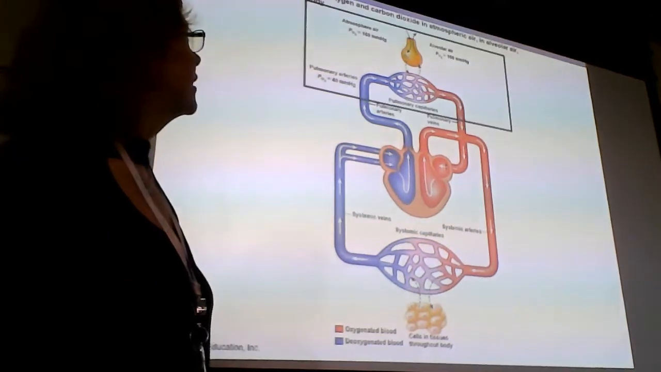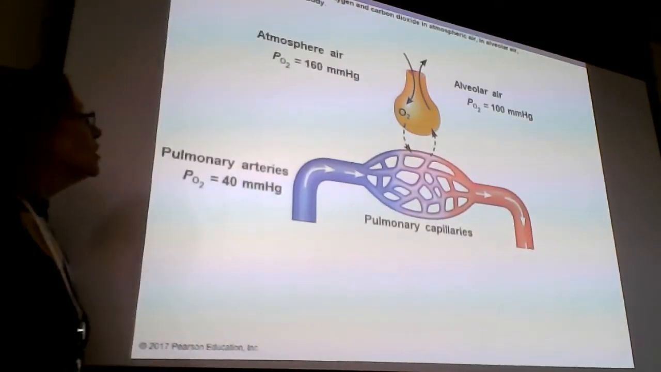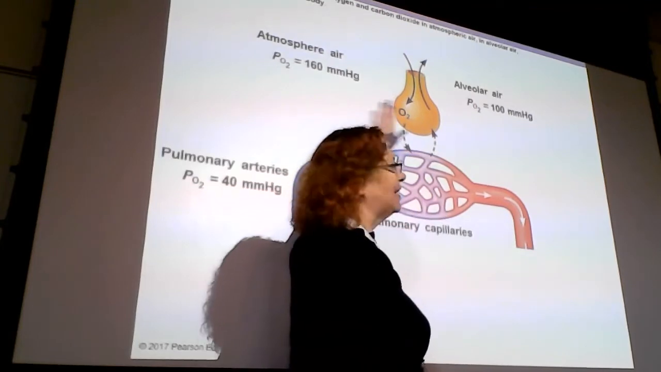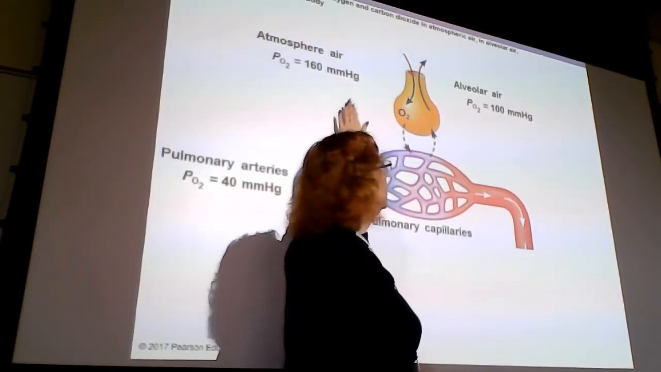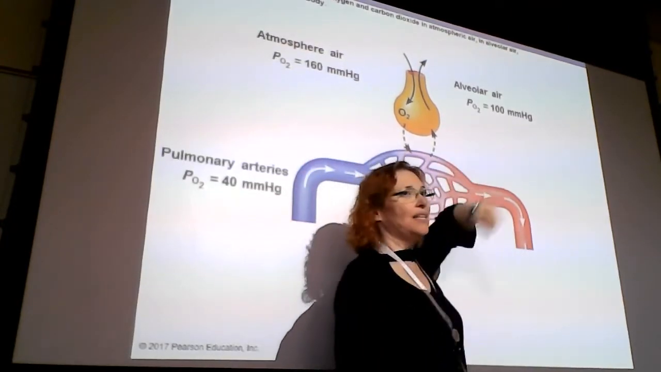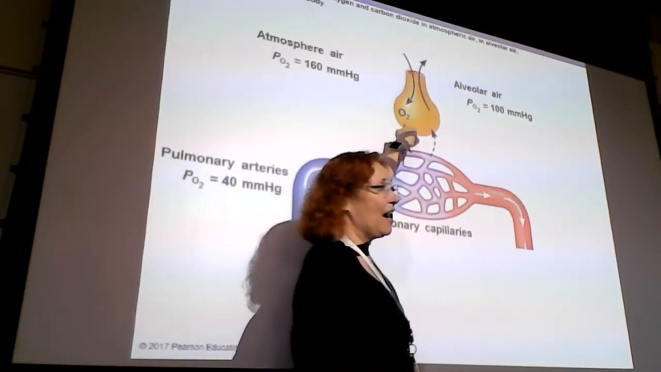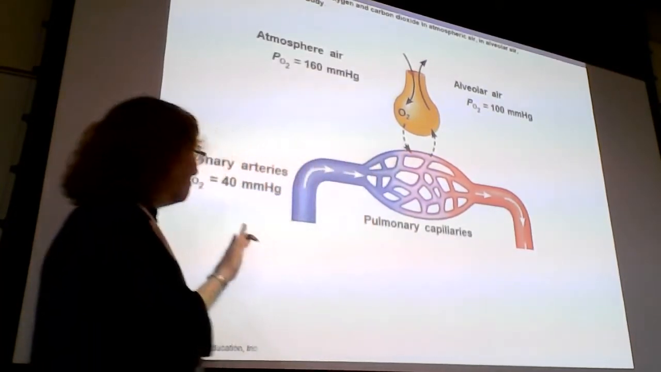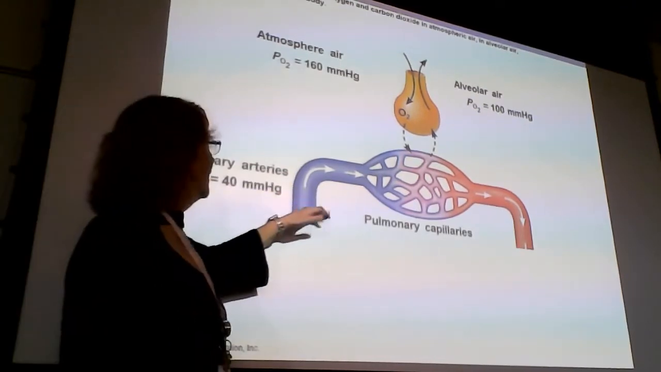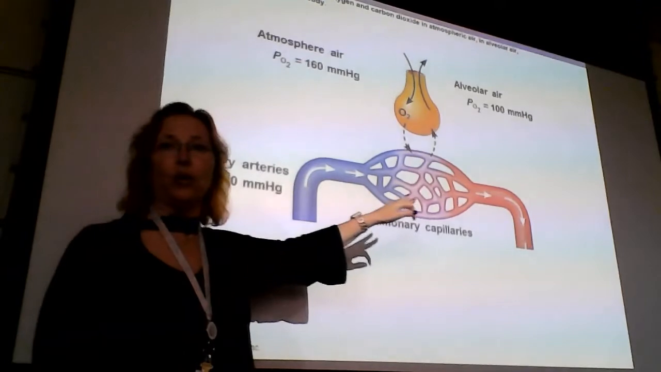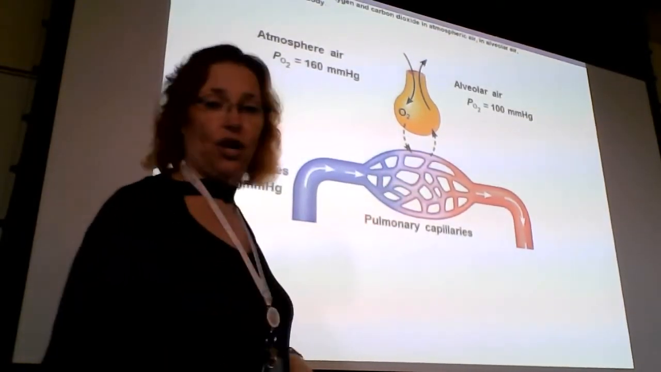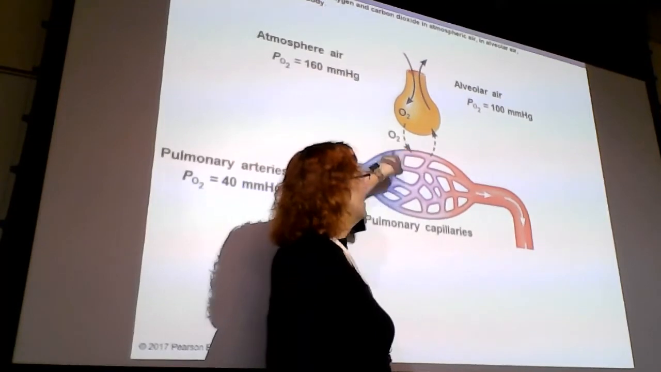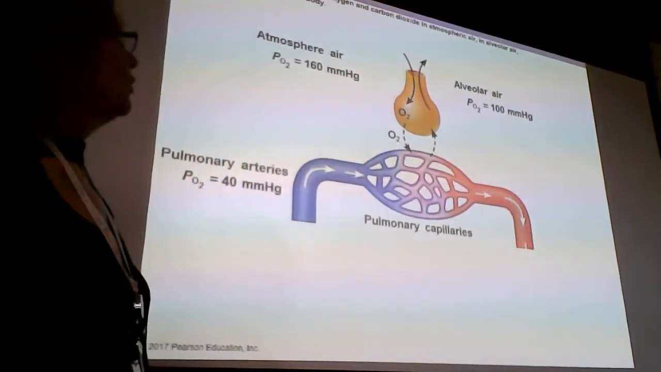Let's blow that up. So PO2 in the atmosphere is 160. PO2 in the alveolus is 100. Oxygen moves down its own individual partial pressure gradient. It moves out of the atmosphere into the alveolus. Inside my pulmonary artery, my partial pressure of O2 is 40 millimeters of mercury. So oxygen is going to move down its gradient here from 100 down into here where it's 40.